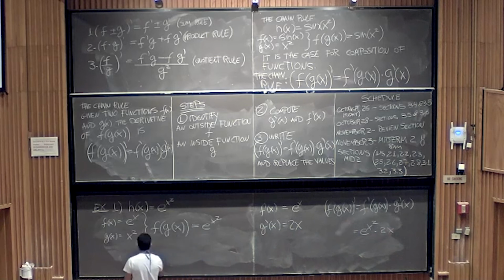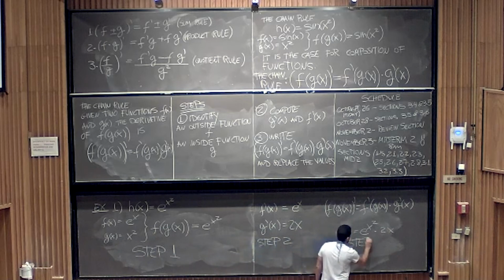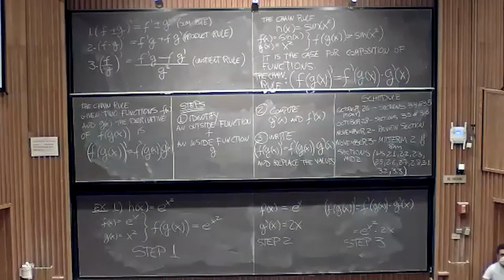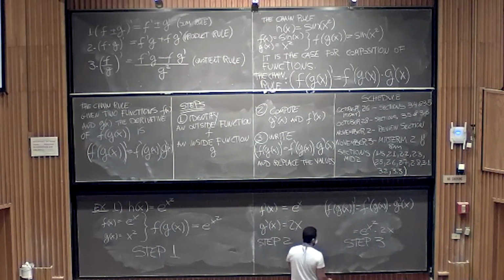So here was the step 1. Here was the step 2. And here was the step 3. And then let me know if you got the idea. I'm going to do more examples. No, totally fine. The order doesn't matter because they commute. So also if you want to say that's 2x e to the power x squared, that's also fine.